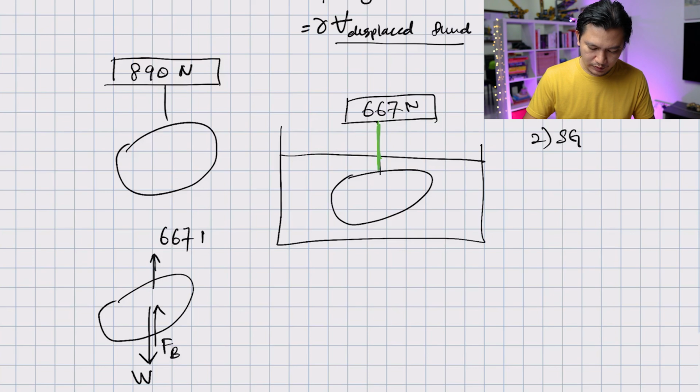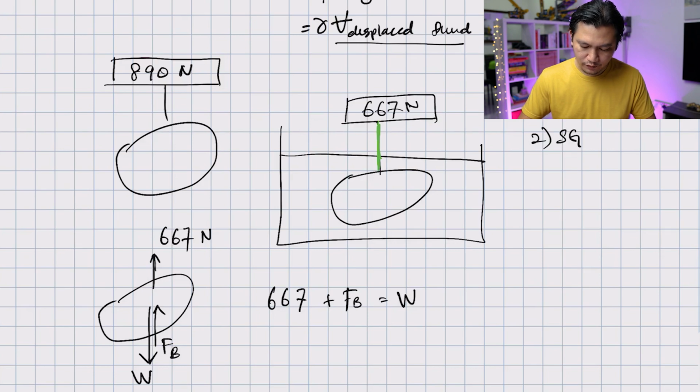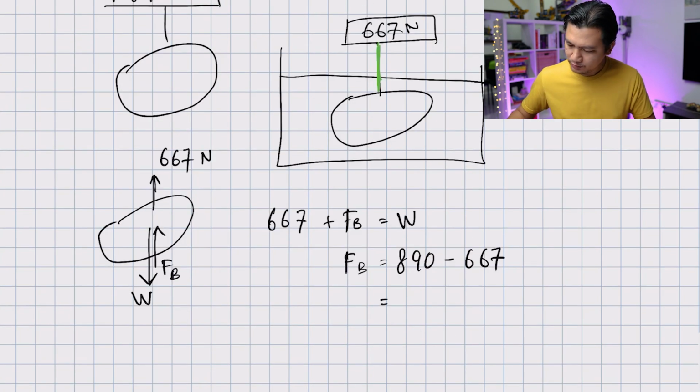667 Newton. Okay, so if I do the summation of forces in the vertical direction, I'm going to get 667 plus the buoyant force equal to the weight of the object. And we know that the weight of the object is 890 Newton. So my buoyant force would be 890 minus 667. And that equates to 223 Newton.